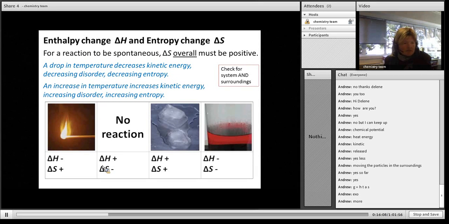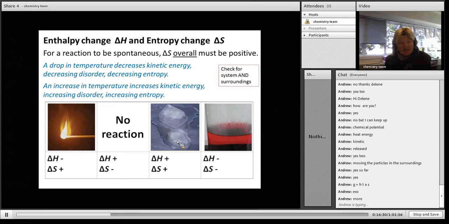That will not happen. Here's one, though, where it's a little bit different, where I've got a solid. So this is just ice melting. Now, if ice is melting, so I'm getting my particles in a solid form going into a liquid form, am I increasing in disorder or decreasing?